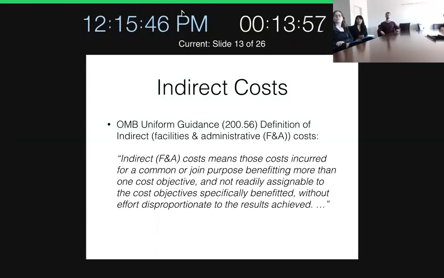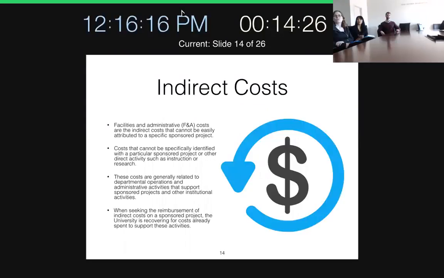So here's the really wordy federal basis for all of this, which doesn't really help us all that much. It's kind of interpretive. But the OMB uniform guidance, which is sort of that base level federal guidance that applies to all extramural funds that we receive on this campus, basically states that it's the cost that we are incurring as a university for the common purpose for essentially more than one project. So to make that a little more palatable, maybe, they're just the indirect costs that can't be easily attributed to a specific sponsored project.